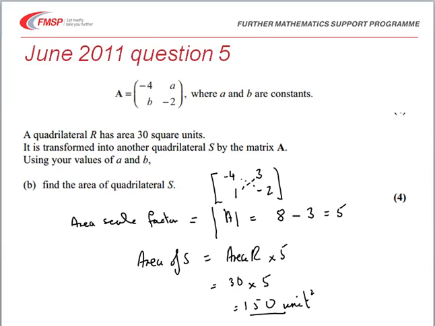The mark allocation here was a method mark and an A mark for calculating the area scale factor from the determinant, and then a method mark and accuracy mark for getting the correct value of 150. So that completes the solution to that question.